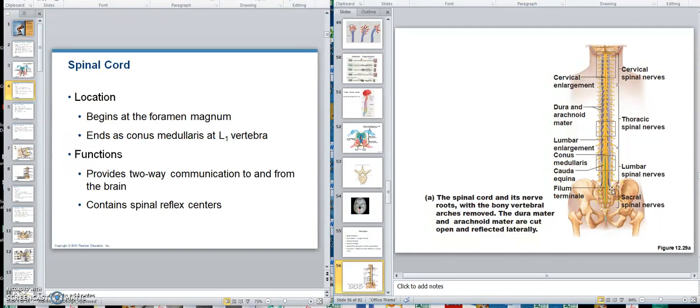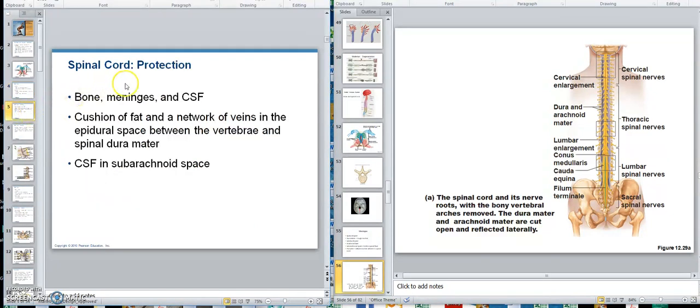All right. Now, it provides a two-way communication, which means sensory, which we're going to be talking about, goes up to the brain. It's ascending. Motor comes down and is descending. And we'll be talking about tracts. It contains spinal reflexes, even like your knee-jerk reflex. Okay, let's go a little further.